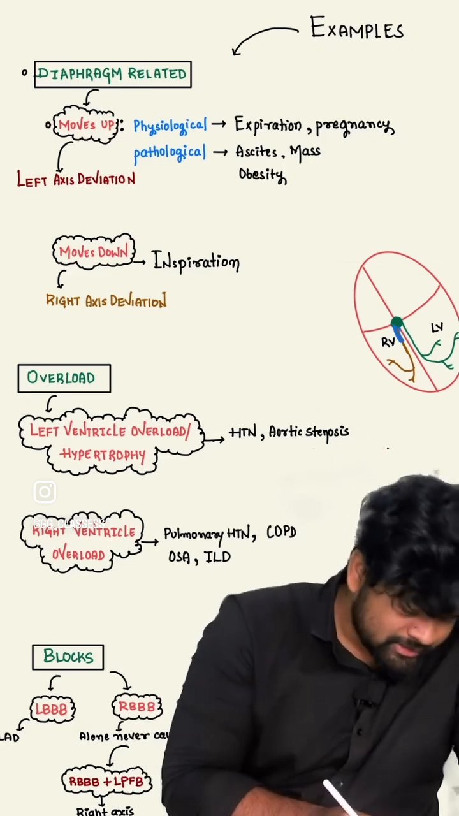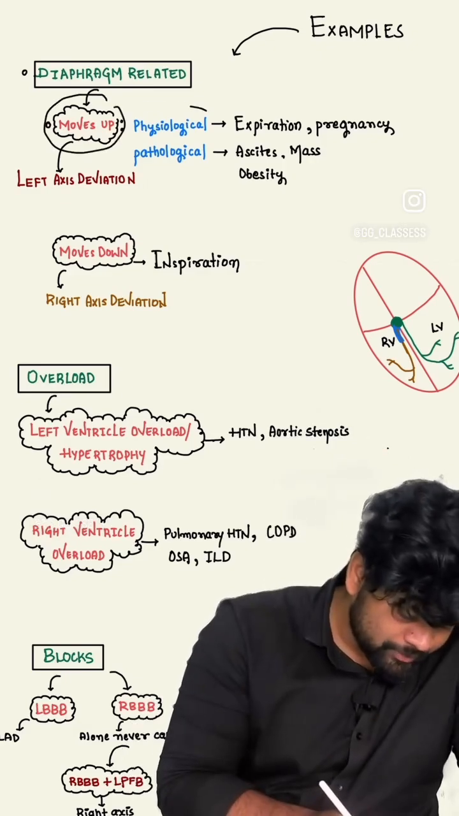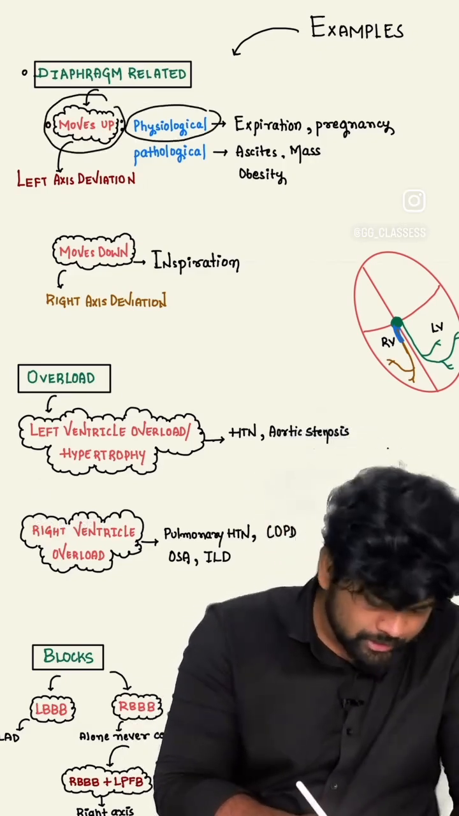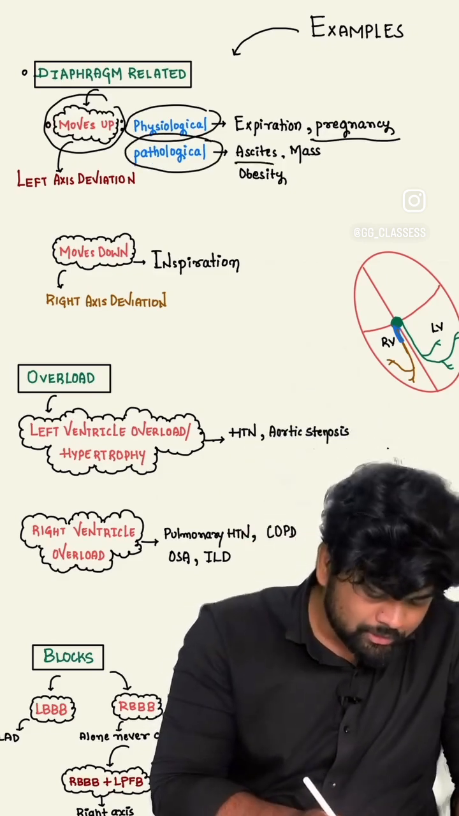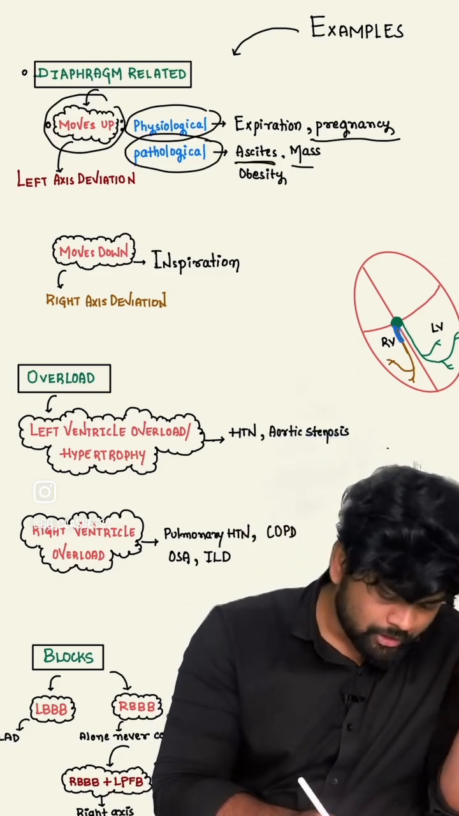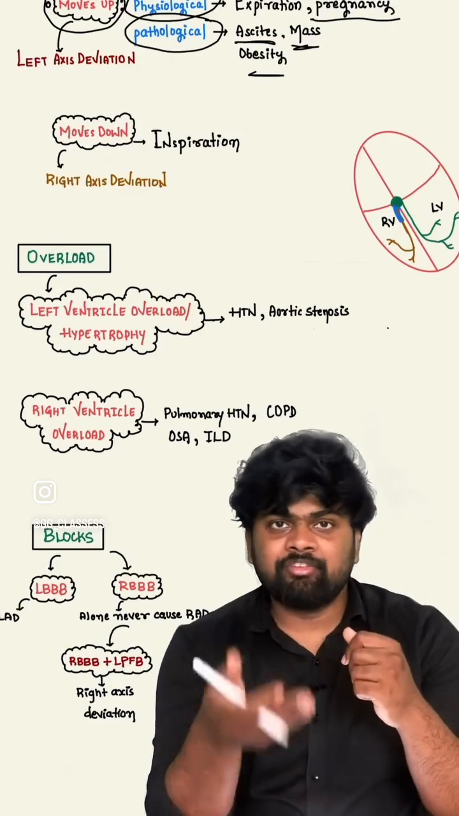So the diaphragm can go up in physiological conditions such as expiration, or it can go up when the abdominal contents increase, such as in pregnancy, or in pathological conditions such as ascites, that is fluid overload, or mass and obesity. Similarly, the diaphragm can move down during inspiration.